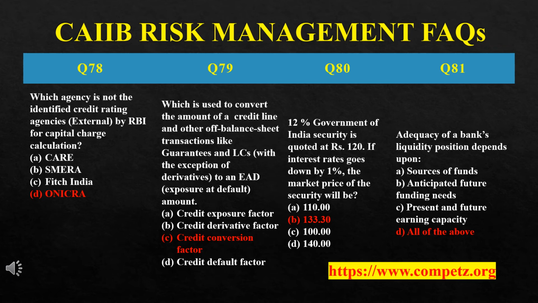Adequacy of a bank's liquidity position depends upon the sources of funds, the anticipated future funding needs, and the present and future earning capacity. So the answer is D, all of the above. Why D? Because the bank should have sufficient and preferably diversified sources of funds. It should not come from one source of fund, it should come from diversification. The bank should have sufficient and preferably diversified sources of funds to meet the anticipated outflow of funds during any time horizon.